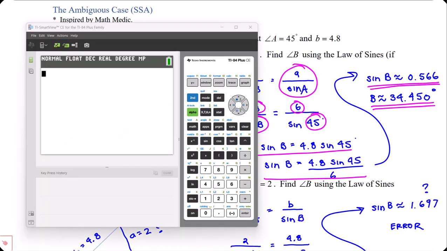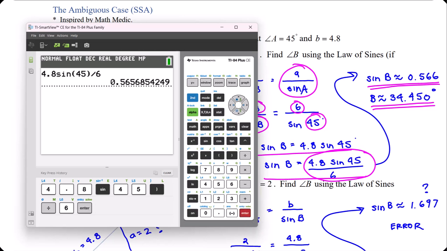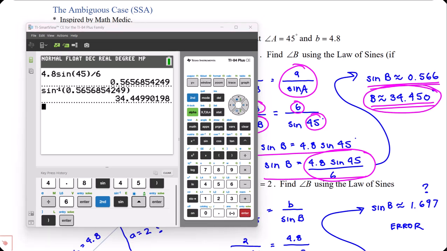So let's first start here. We have 4.8 sine 45 divided by 6. Enter. And then to get the angle that has that sine, we do second sine, go up to that value, press enter, and if we do inverse sine, we get the angle, rounded to 3 decimal places.